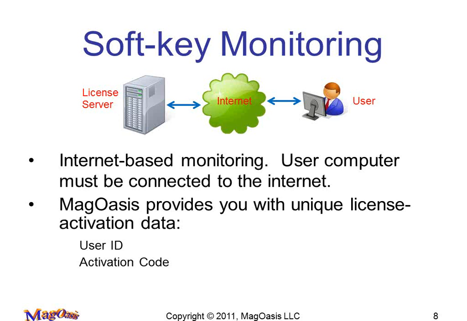Let us now look at the soft key license. You use this license in a computer connected to the internet. The diagram illustrates how soft key monitoring works. A license server verifies the user's license by communicating with the user's computer through the internet. MagOasis provides you with a user ID and activation code to be used to activate the license.